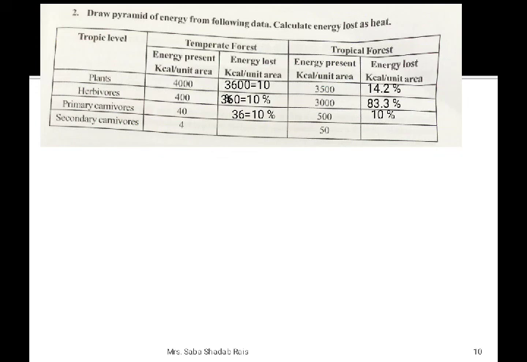At the next level, you will observe that the number of primary carnivores is much higher, and if you observe the energy loss, 3,000 minus 500, it is going to be 2,500. So approximately 83% energy is lost at this particular level. From primary carnivore to secondary carnivore, the difference of the energy is just 10%.